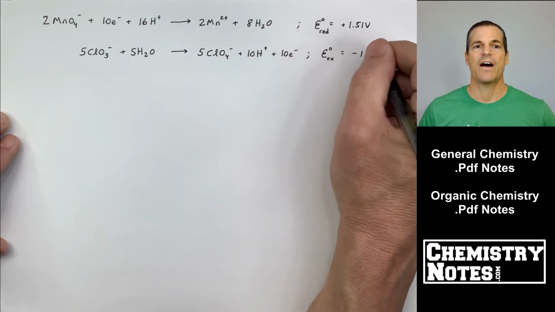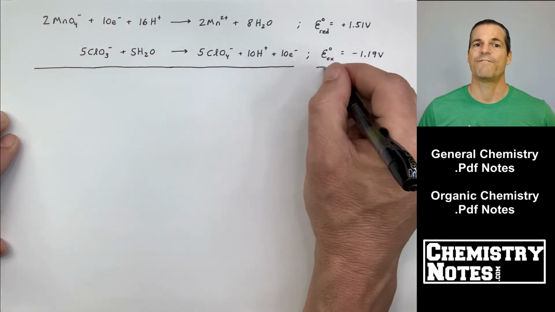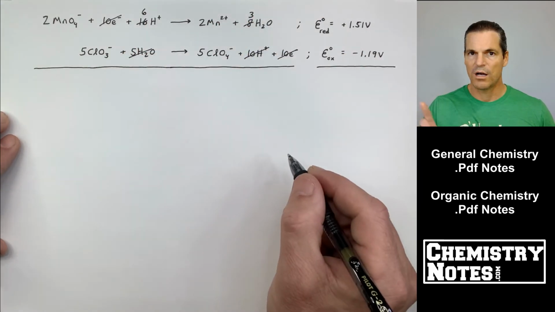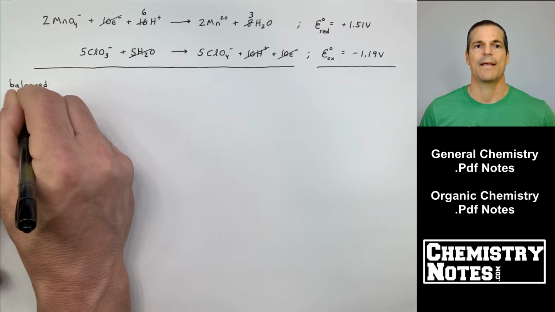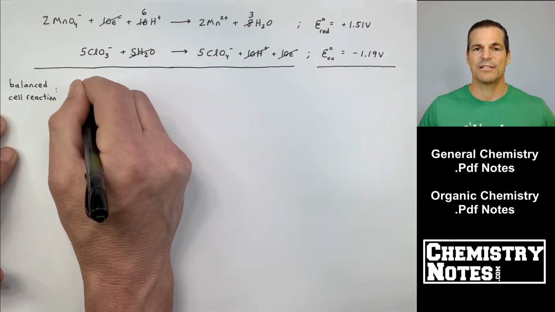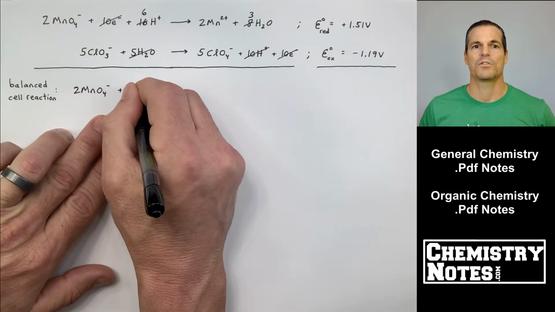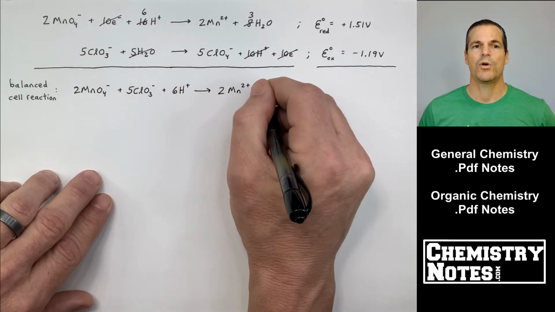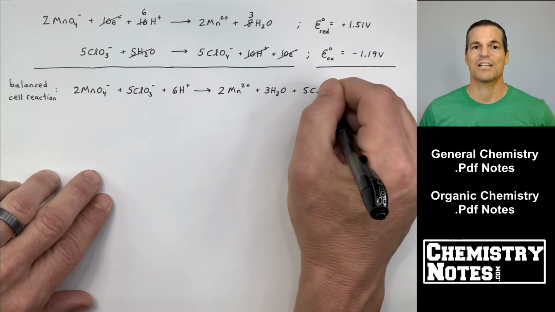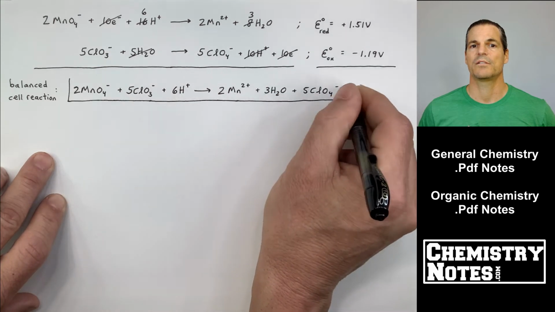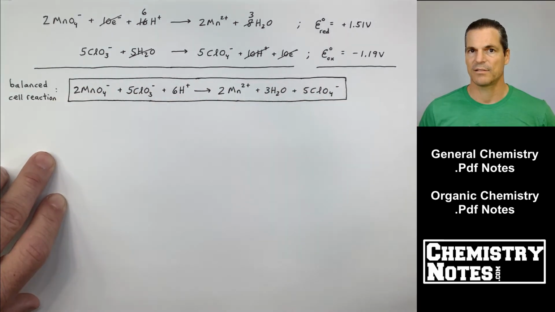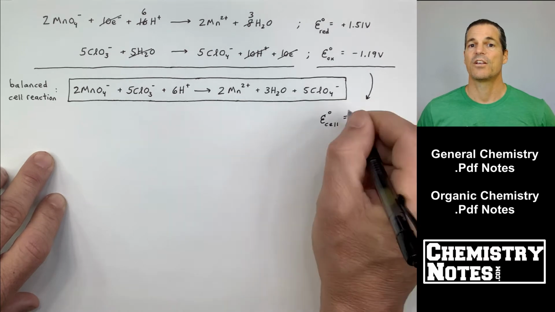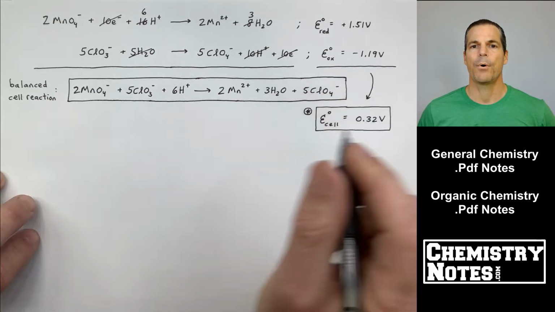Next equation, I have 5 ClO3 minus plus 5H2O yields 5 ClO4 minus plus 10H plus plus 10 electrons. Oxidation, negative 1.19 volts. Also, nothing gets multiplied through for my potential on that. Now, I have 10 electrons on both sides. They go away. It's very important that electrons don't show up in the end. I cancel like terms just like we would in math class. My balanced cell reaction: 2MnO4 minus plus 5 ClO3 minus plus 6H plus yields 2Mn2 plus plus 3H2O plus 5 ClO4 minus. Now, let's sum up the reduction and oxidation half reaction potentials. Thank goodness it's a positive voltage, right? 0.32 volts.